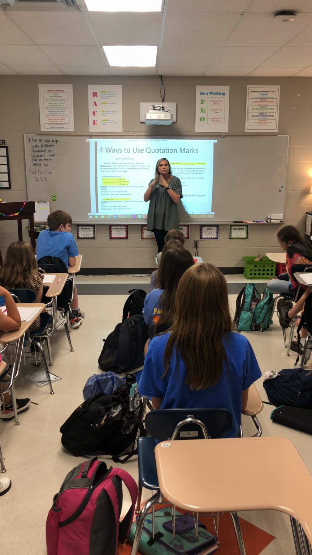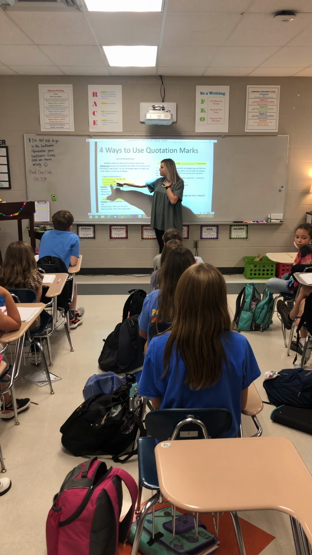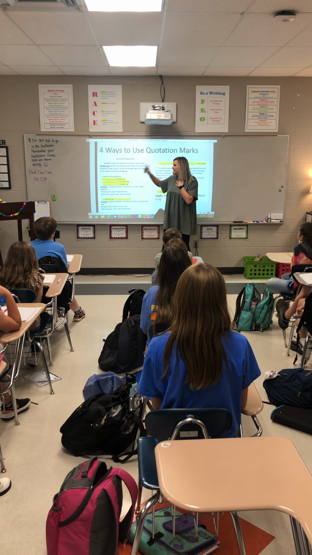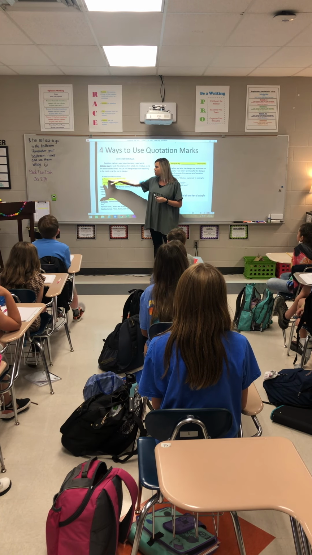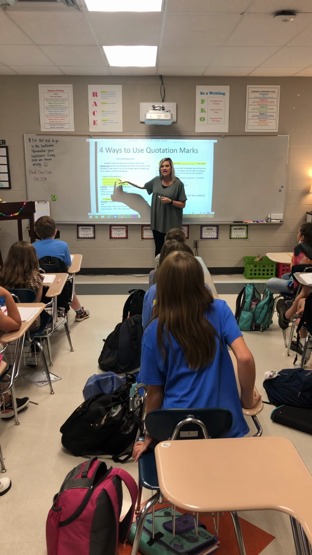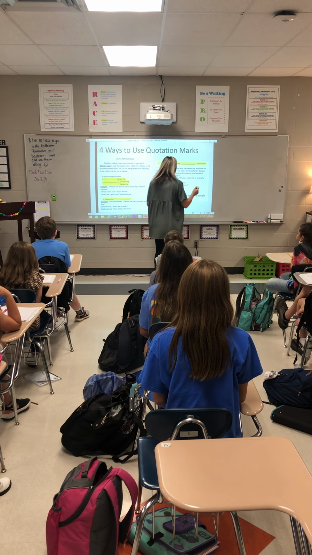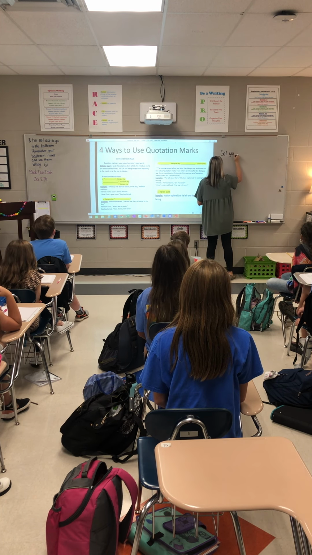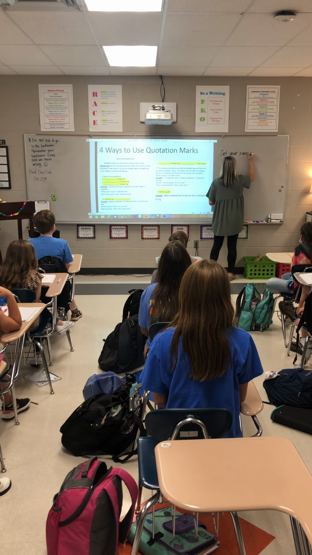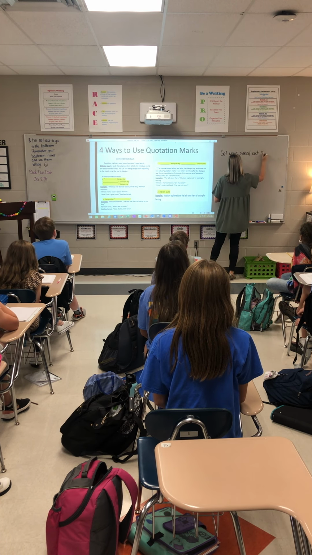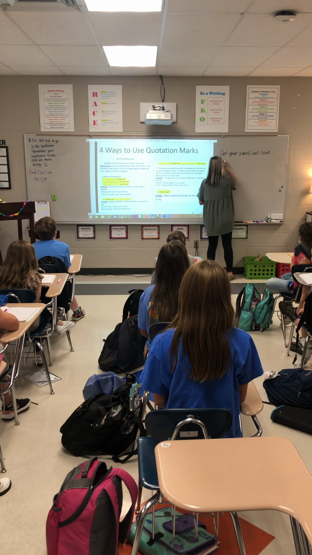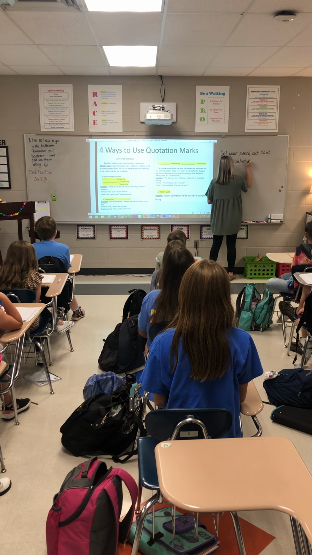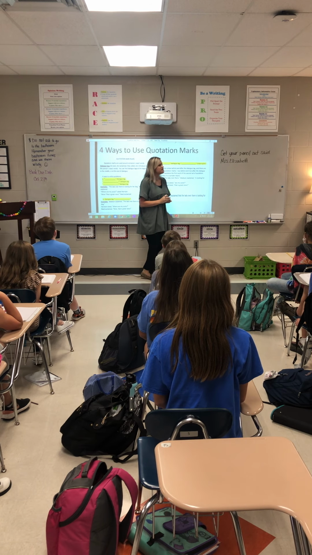So let's talk about 4 different ways that we can write quotations, okay? The first one would be if you had a dialogue tag at the end of your sentence, okay? If you had it at the end of your sentence, you would have whatever you're saying, and then a comma, and then your dialogue tag, okay? So for example, I might say this. Okay, get your pencil out, said Miss Elizabeth.